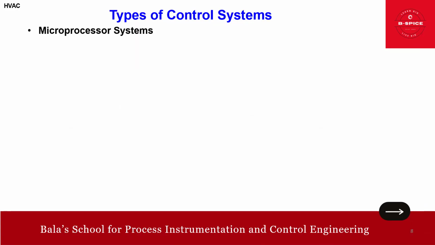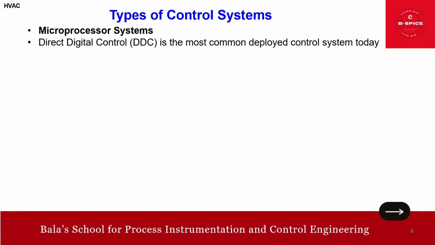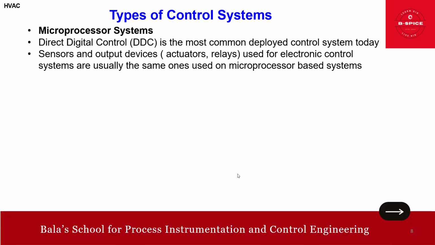Now we go into the next one. This is the microprocessor. This is what I mentioned in the beginning, the DDC control, whatever I put in the first slide. DDC is nothing but direct digital control. This is the most commonly deployed control system today. Sensors and output devices like actuators and relays used for electronic control systems are usually the same as the ones used in microprocessor systems. Sensor-wise, no issues. Only the control part is different.